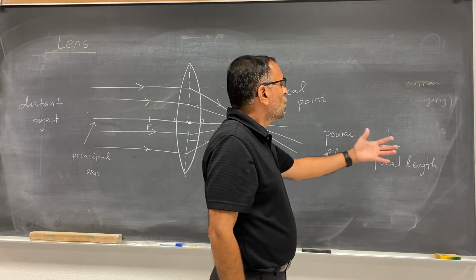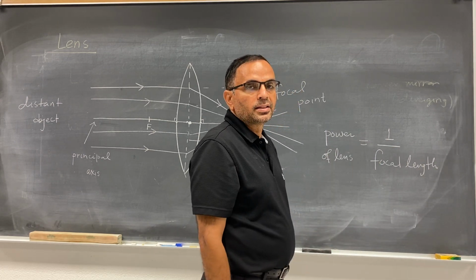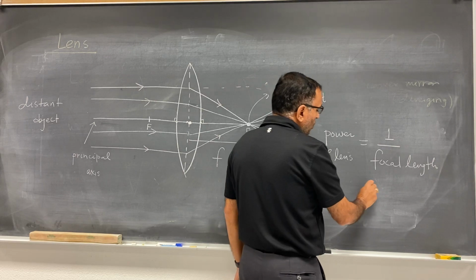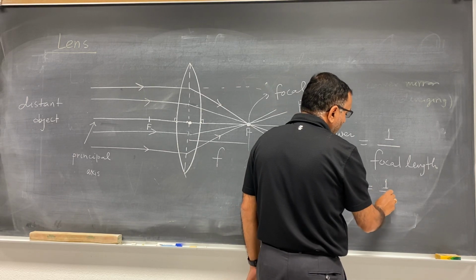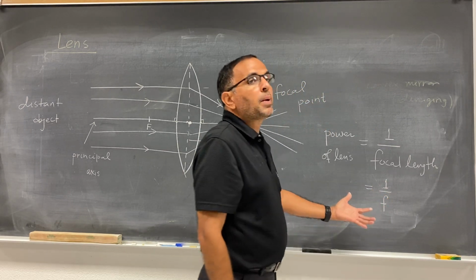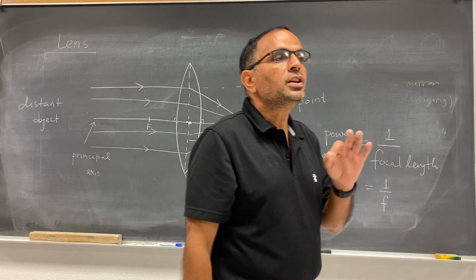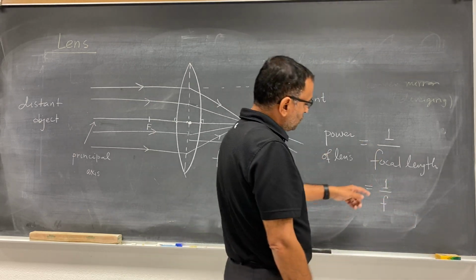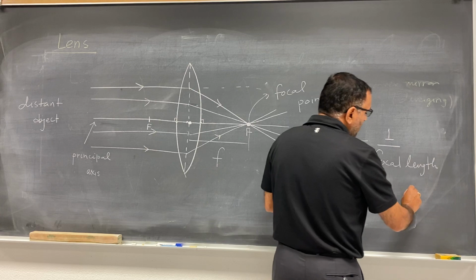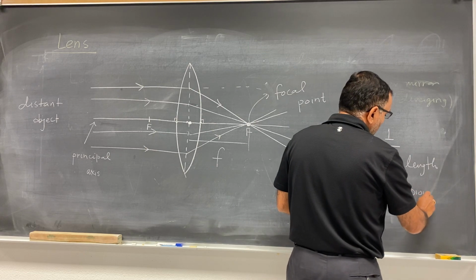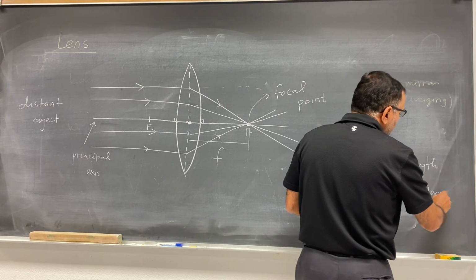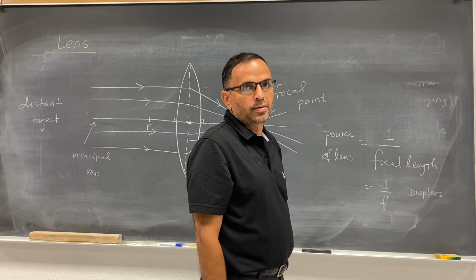Power of a lens is 1 divided by focal length. So simply you can write down 1 divided by F. So this is the power of the lens, and the unit of power of the lens is 1/meter, and that is called diopters. Diopters is the unit of power of a lens.